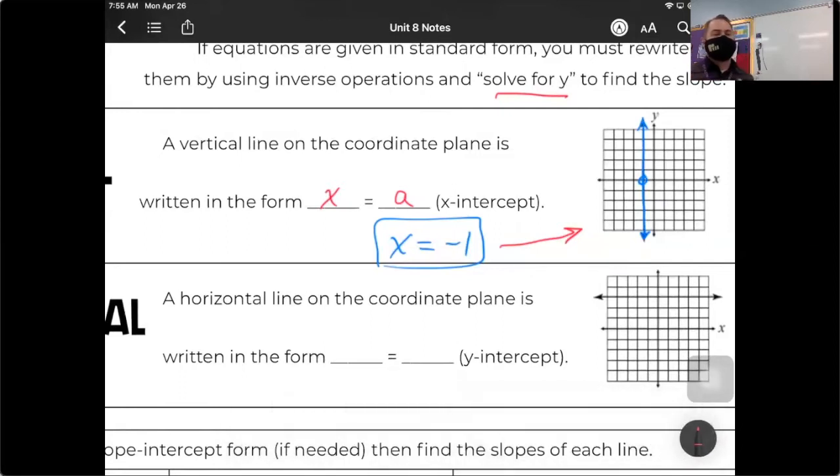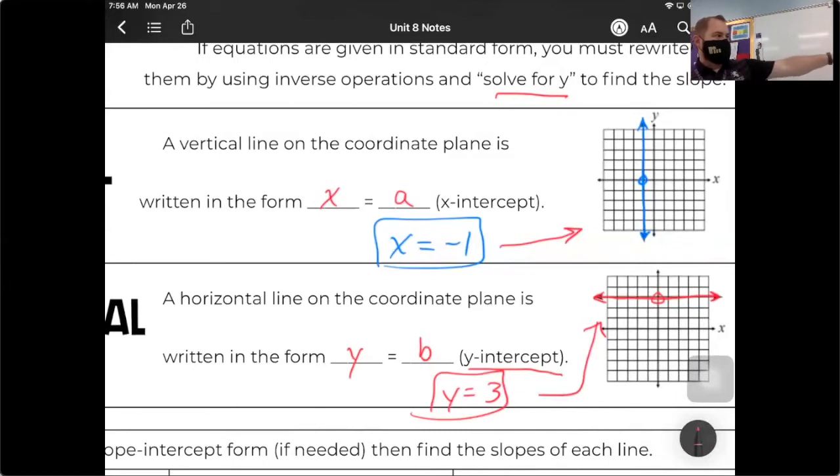Horizontal lines are always in the form y equals b, where b is the y-intercept, just like it was in slope-intercept form. B was always the y-intercept in slope-intercept form. So this is my example here. That's where it crosses the y-axis. What would the equation of this line be? Y equals 3. Good.